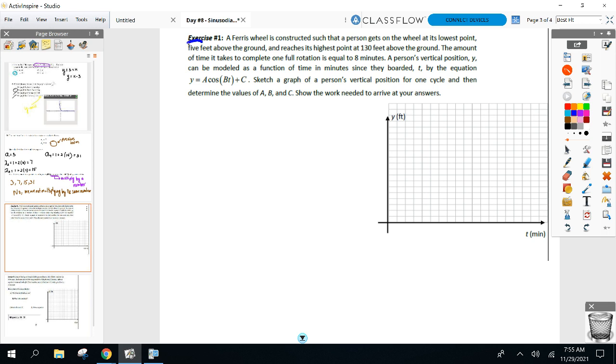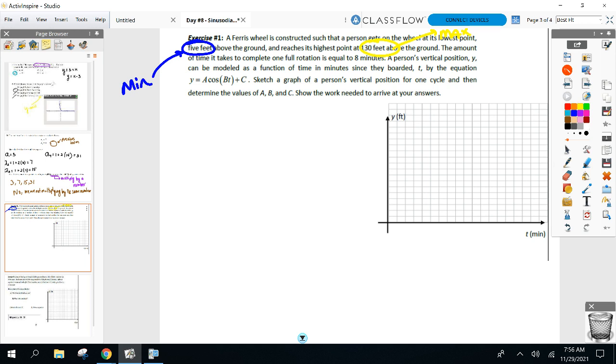I got 5 feet. Person gets on the wheel at its lowest point, 5 feet. What's the 5 then? Minimum. That's my min. All right, I keep reading. Reaches a high point of 130. What's that? That's my max.